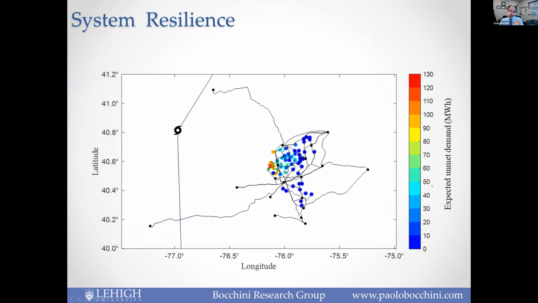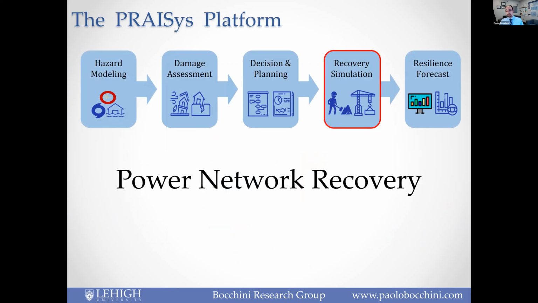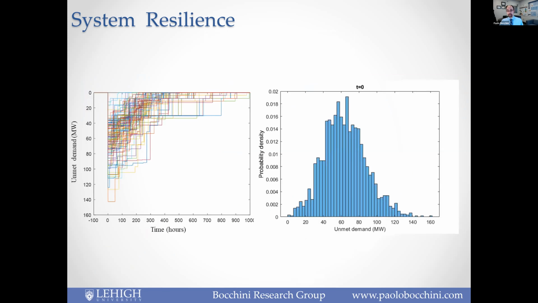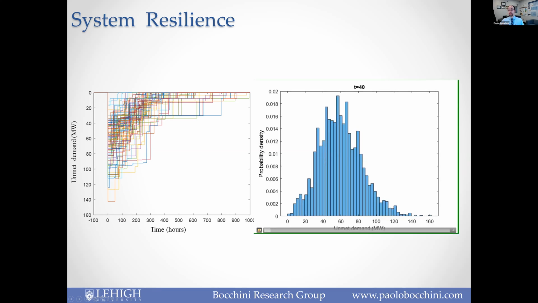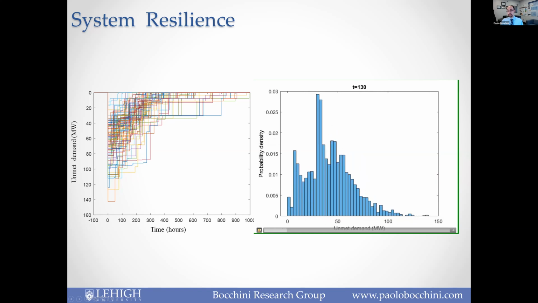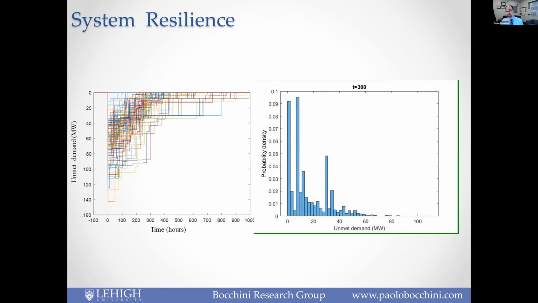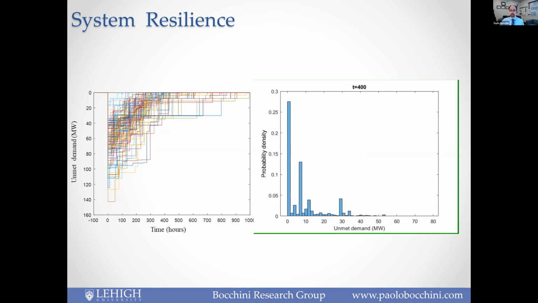And we studied, for another example, also the entire recovery. And we were able to show, I will show just the video here, the probability of unmet demand and how it evolves as time goes after the occurrence of the event. And you can see how this probability distribution evolves, and eventually as time passes, the probability of having unmet demand becomes lower and lower and lower.